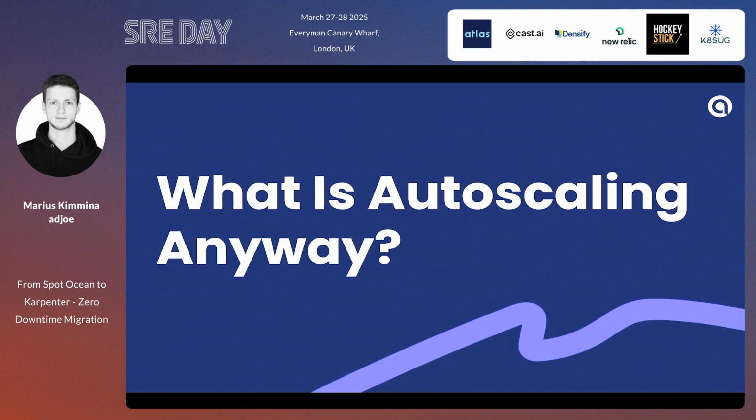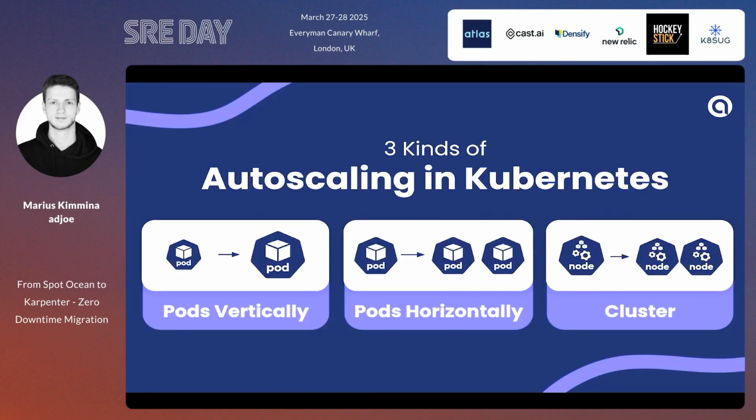And when it comes to autoscaling, specifically in the context of Kubernetes, there are three things we can do. We can scale pods vertically, so we give a pod more resources, more CPU, more memory. We can scale pods horizontally, so we create more pods running the same workload, and we distribute the traffic between them. And once we've done these things enough, we will eventually need to scale the cluster itself so that we have more nodes to actually run our workloads on. And this last part is what I want to focus on today, the cluster autoscaling.